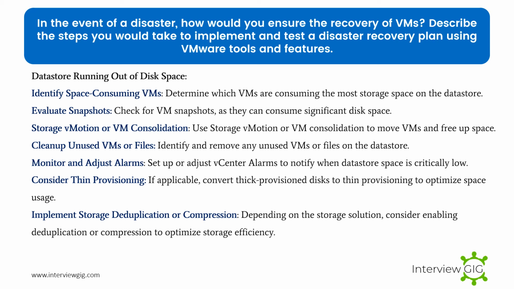Clean up unused VMs or files. Identify and remove any unused VMs or files on the datastore. Monitor and adjust alarms. Set up or adjust vCenter alarms to notify when datastore space is critically low. Consider thin provisioning. If applicable, convert thick provision disks to thin provisioning to optimize space usage. Implement storage deduplication or compression. Depending on the storage solution, consider enabling deduplication or compression to optimize storage efficiency.